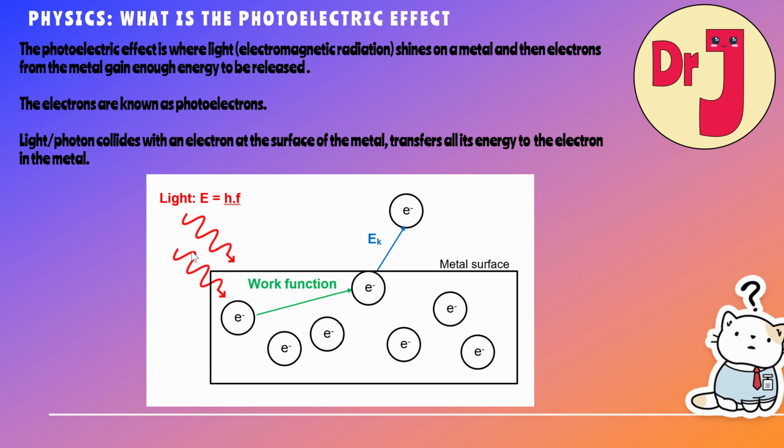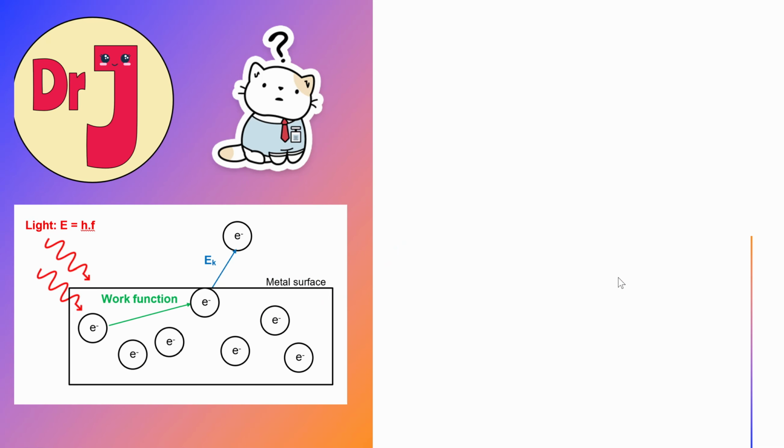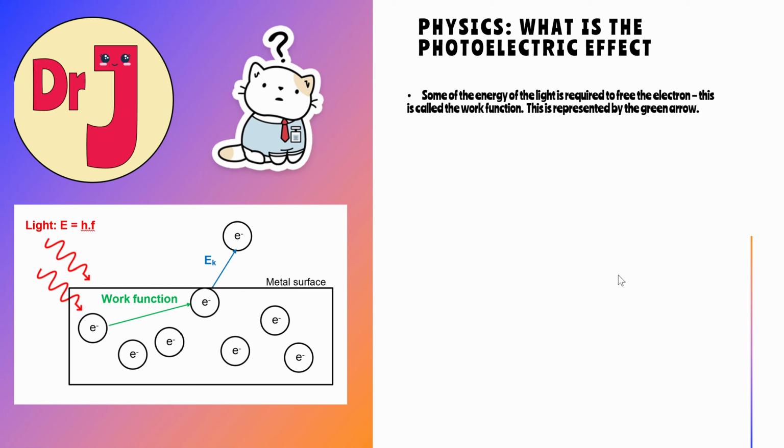Generally speaking, we say that the more intense the light is, the more photons we have. The other point about photons is that they transfer all of their energy to the electron that they collide with. Okay, so let's explain this diagram and use an equation.